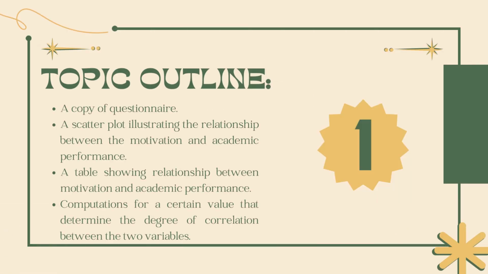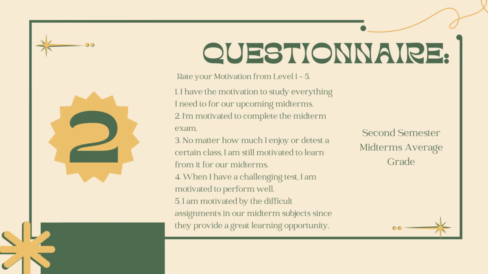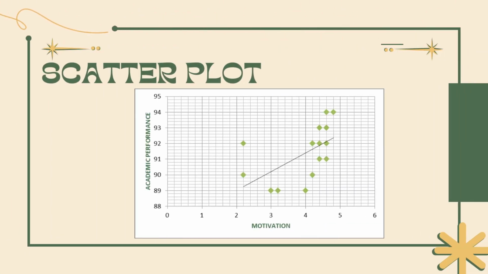And for our topic outline: a copy of the questionnaire, a scatter plot illustrating the relationship between motivation and academic performance, a table showing the relationship between motivation and academic performance, and computations for a certain value that determines the degree of correlation between the two variables. For our questionnaire, we made a survey that has a total of 5 questions, which they will rate their motivation level from 1 to 5. Also, we asked in our survey for their second semester midterms average grade. Next is our scatter plot, which shows it has no correlation between the motivation and academic performance of the students.